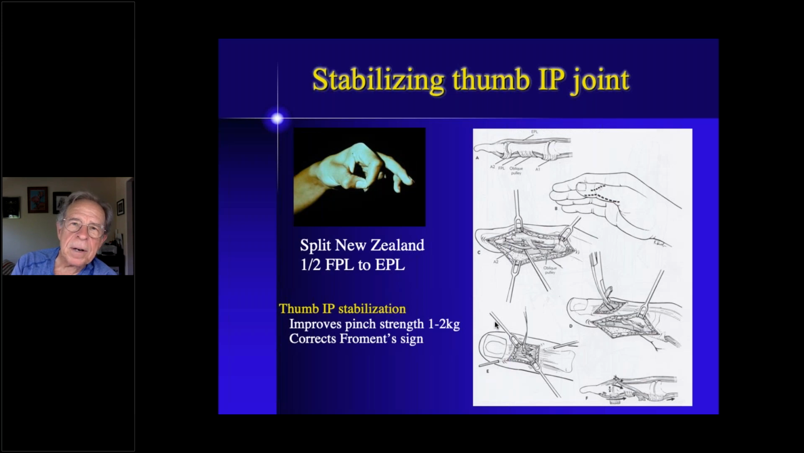This technique, which I learned in my tetraplegia work, coming from our colleagues in New Zealand, which we still call the split New Zealand transfer, I've adapted to all my ulnar nerve palsies. In this case, half of the FPL is detached from the distal phalanx, and it's routed dorsally and put into the extensor pollicis longus at equal tension to the remaining tendon on the flexor side, so that the force of the transfers affects mainly CMC and MP flexion and less IP joint flexion, so that you correct the Froment sign.